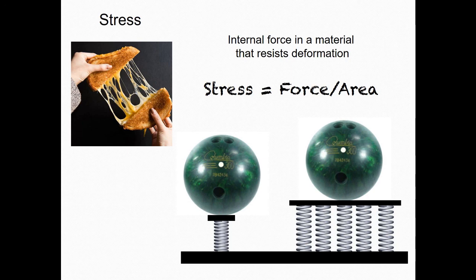Alternatively, if the force exerted by the bowling ball is distributed over a much wider area, then the stress experienced will be lower. We divide by area in this formula because we know that the forces encountered by a material will be lessened if they are distributed over a wider area of the material.